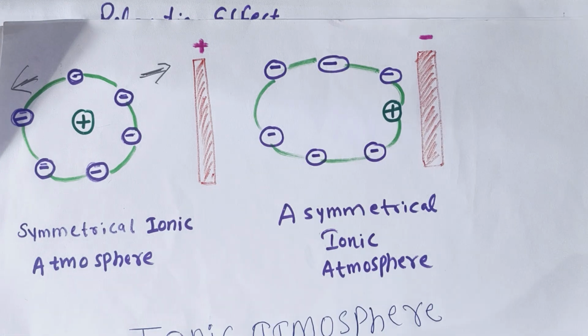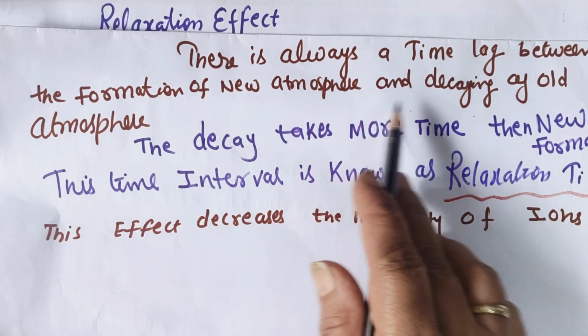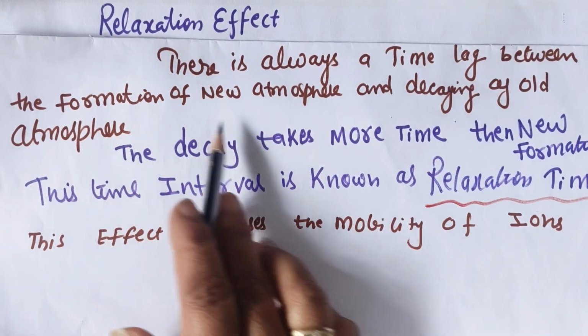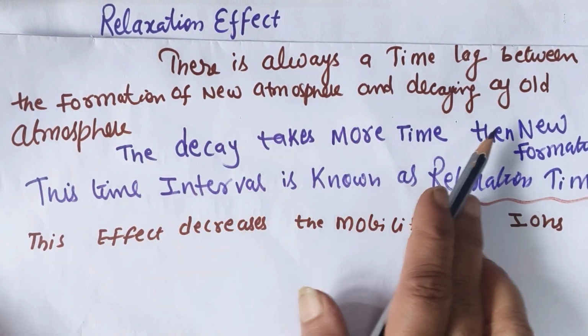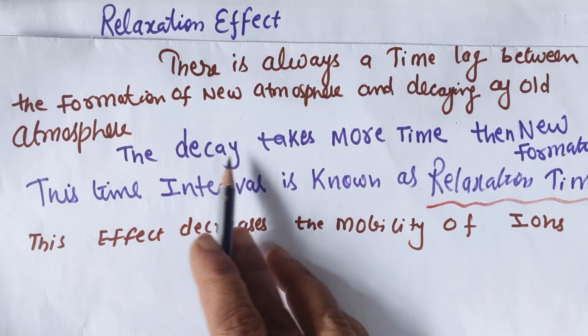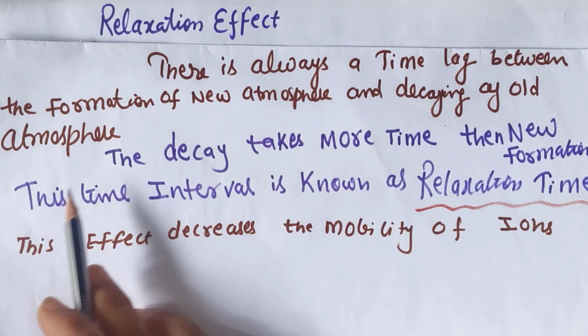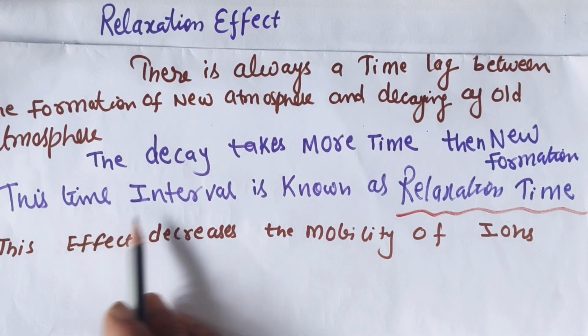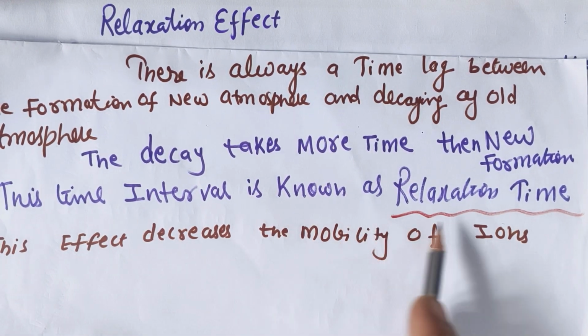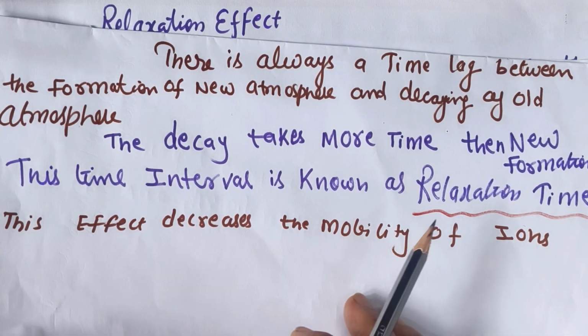In all the cases the velocities of the ions are decreasing, and we will say that there is always a time lag between the formation of a new atmosphere and the decaying of the old atmosphere. The decay takes more time than the new formation. This time interval is known as the relaxation time, and this effect decreases the mobility of ions.